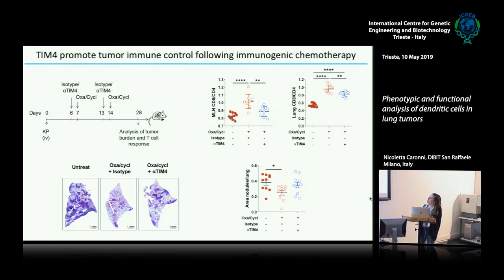And if you look here, we also check for tumor burden, and the treatment with oxaliplatin and cyclophosphamide induces a huge decrease in tumor burden, and this is reverted if we block with the anti-TIM4 antibody. And here you have the areas nodules.